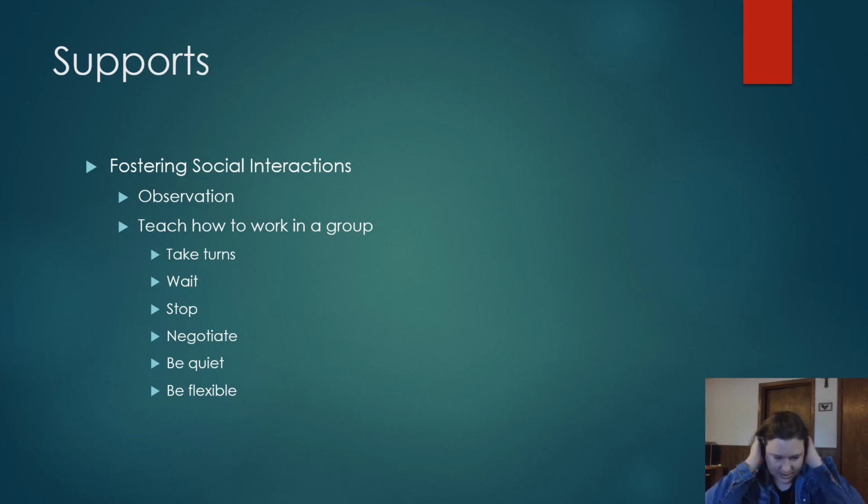And these are skills that all children must learn how to do. They don't come to any child totally naturally and completely easy. But for students with autism, it is especially difficult because they are not able to regulate in quite the same way. So if we can teach these students how to do these things, that will help them with their social interactions.